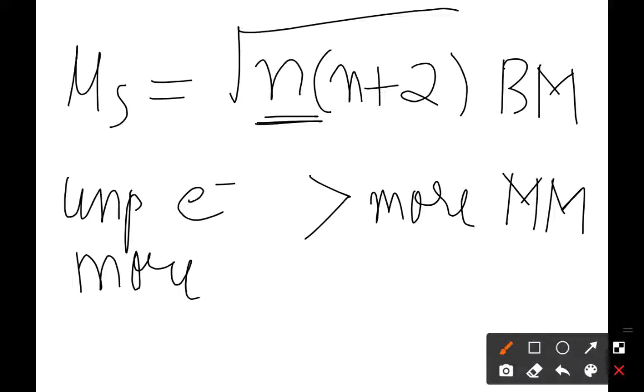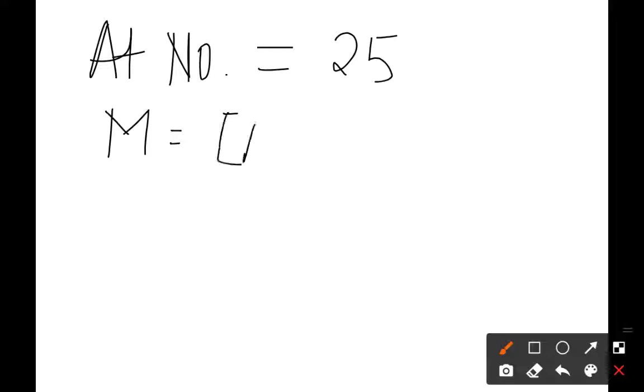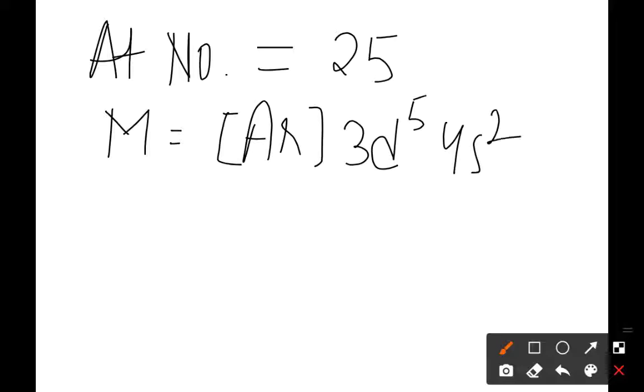Now let us go through an example. Suppose it is asked that we have to calculate the magnetic moment of a divalent ion in aqueous solution if its atomic number is 25. Now if I write the configuration, what will I write? Ar 3d5 4s2. Now according to the question, we have to calculate the magnetic moment of the divalent ion.